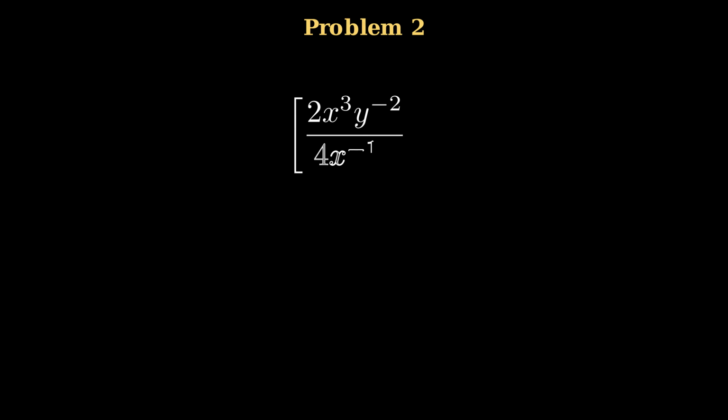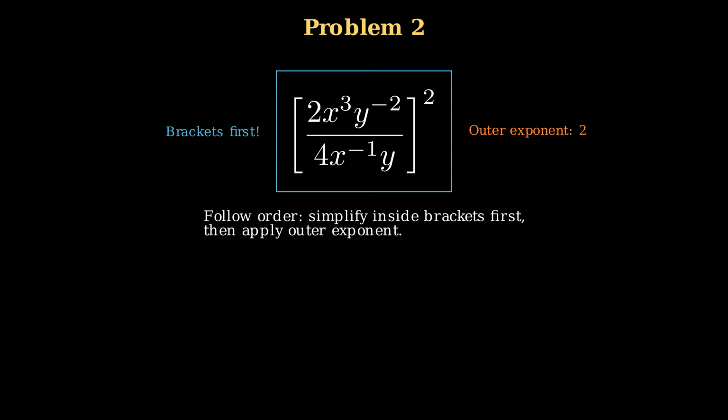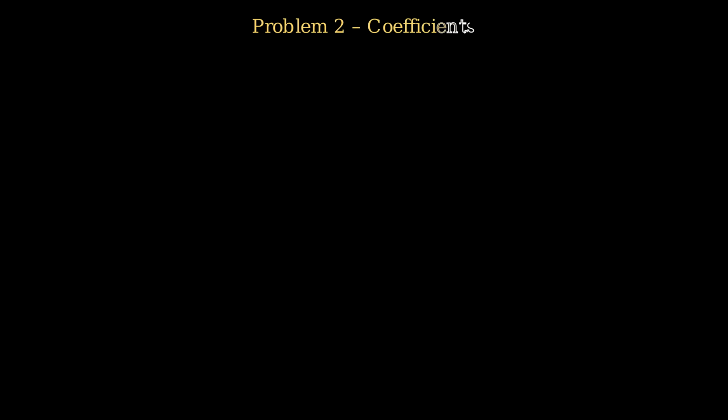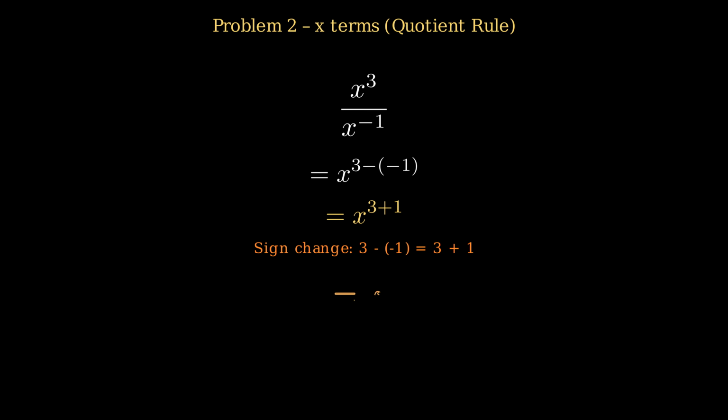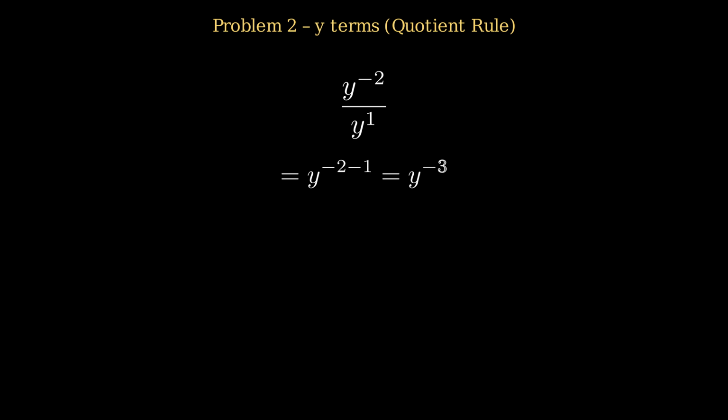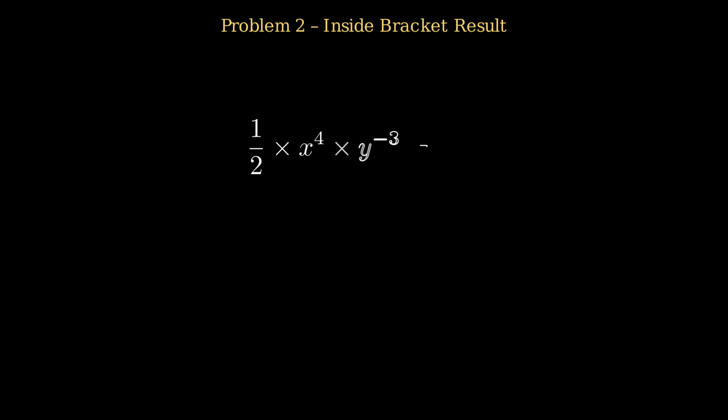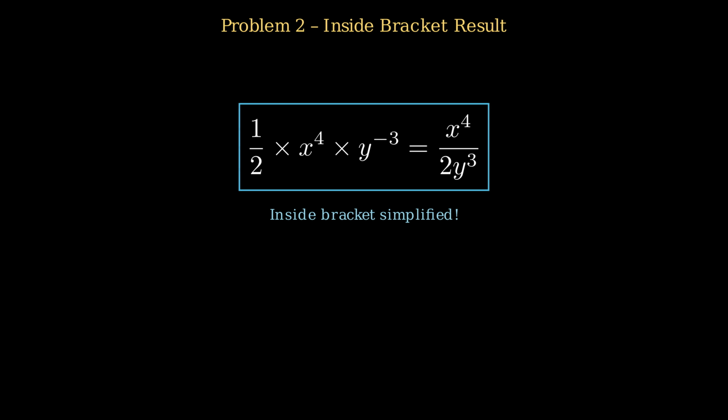Problem 2. Simplify. Open bracket 2x cubed y to the negative 2 divided by 4x to the negative 1 y, close bracket, all squared. Inside the bracket, divide the coefficients first. 2 divided by 4 is 1/2. For x terms, use the quotient rule. X cubed divided by x to the negative 1 is x to the 3 minus negative 1, which is x to the 4. For y terms, y to the negative 2 divided by y is y to the negative 2 minus 1, which is y to the negative 3. Inside the bracket simplifies to 1/2 x to the 4th over y cubed.